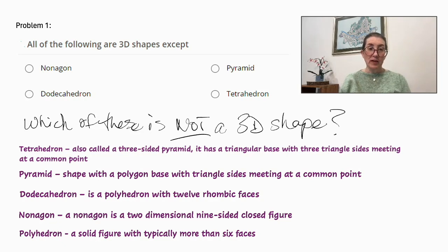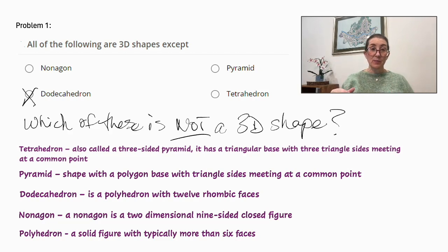Let's start with dodecahedron. This is a polyhedron with 12 rhombic faces. What's a polyhedron? A polyhedron is a solid figure with typically more than 6 faces. So the dodecahedron has 12 rhombic faces. So it is a 3D shape. So that is not our answer.